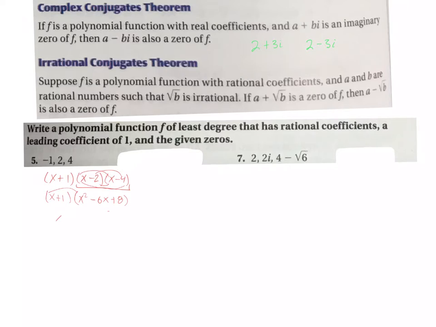So this times this is going to give me x cubed. This times this, minus 6x squared. This times this, plus 8x. This times this, plus x squared. This times this, minus 6x, and then plus 8. So that means my f of x is going to equal x cubed minus 5x squared, because those two together combine to give me negative 5x squared. These two give me plus 2x plus 8.